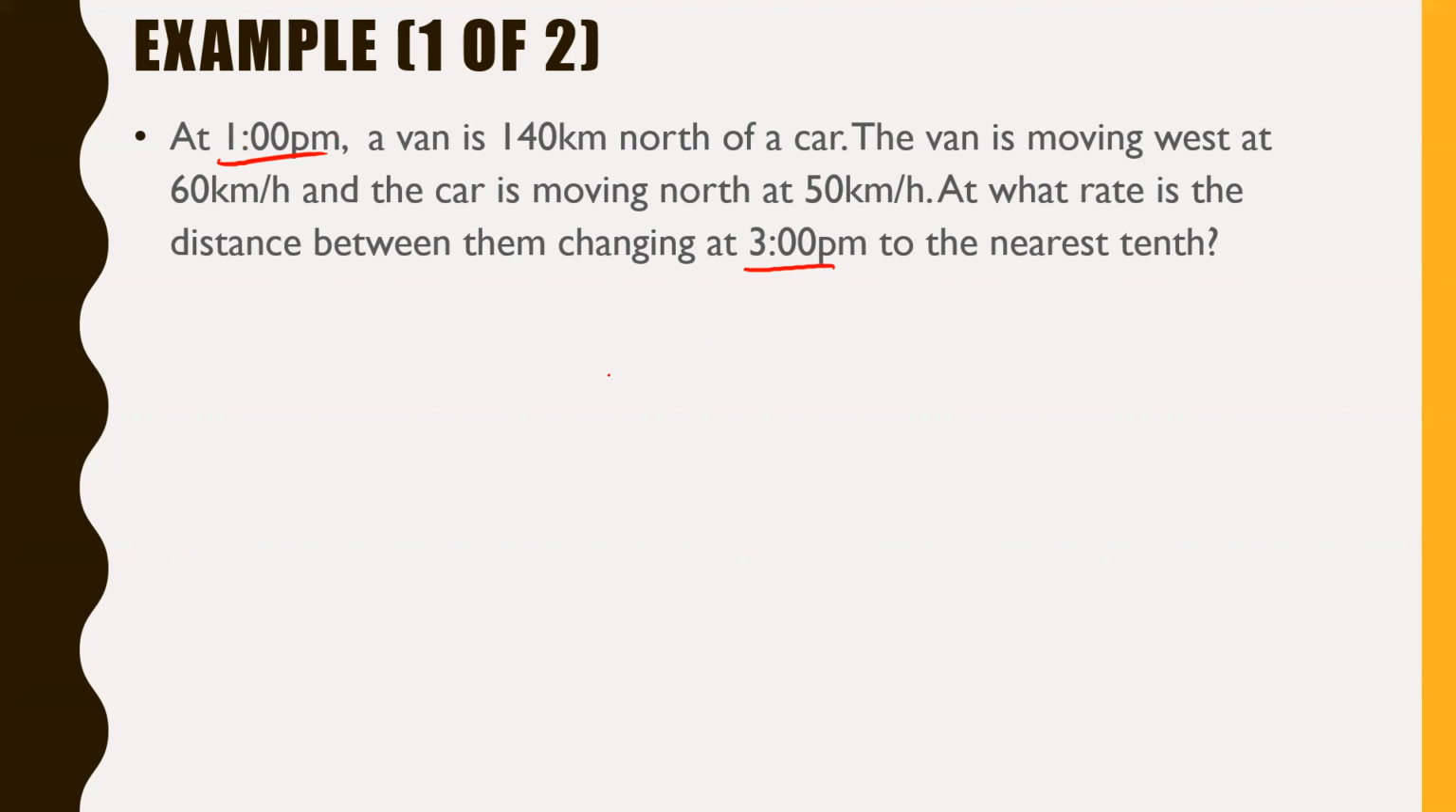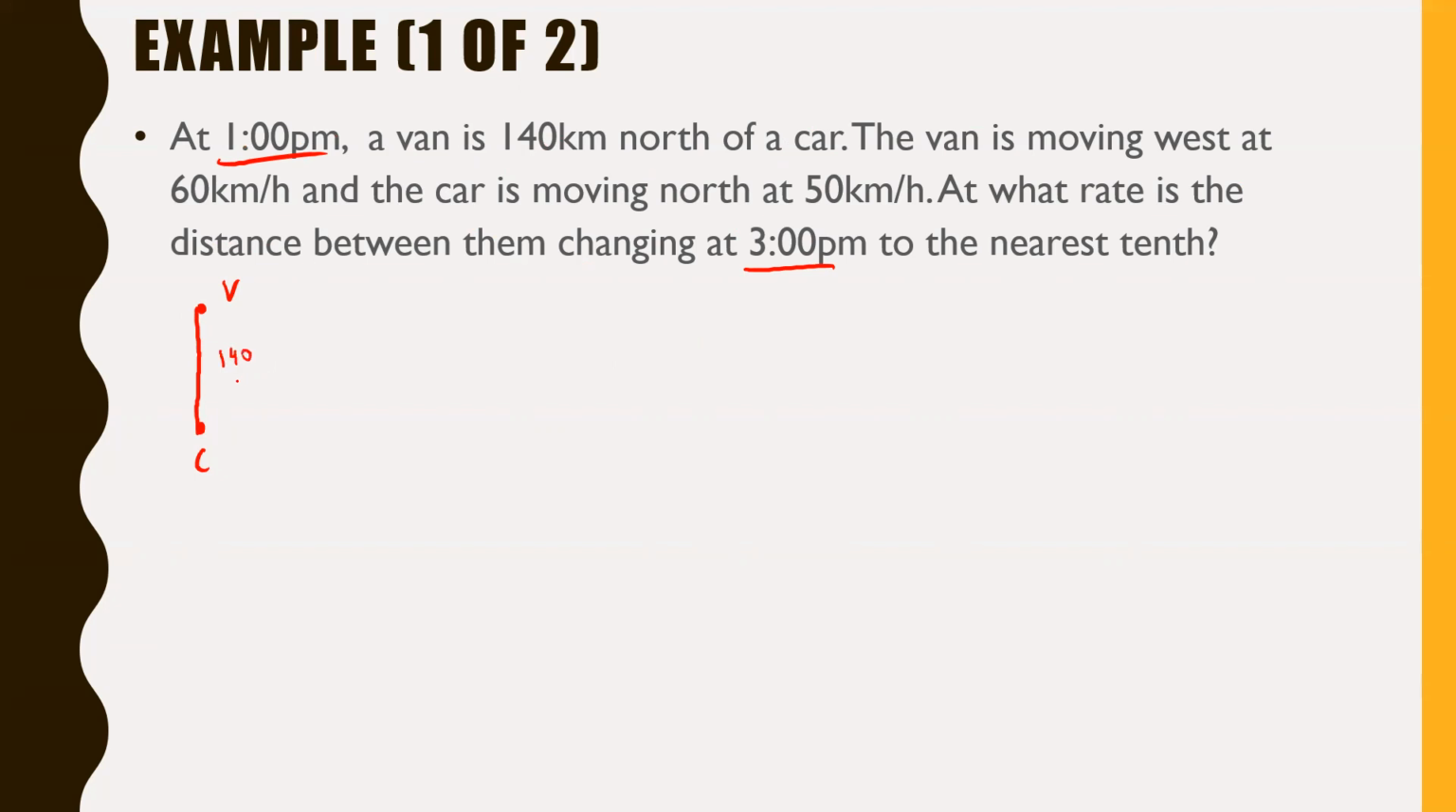So maybe that's going to be a little bit more important. We know 2 hours have passed here. I think drawing a picture is really going to help here. At 1 o'clock, that van is 140 kilometers north of a car. So why don't we say this is the car, and then directly north of that is our van. We'll say that right there. At 1 o'clock is 140 kilometers. Yeah, I'll draw that in there.